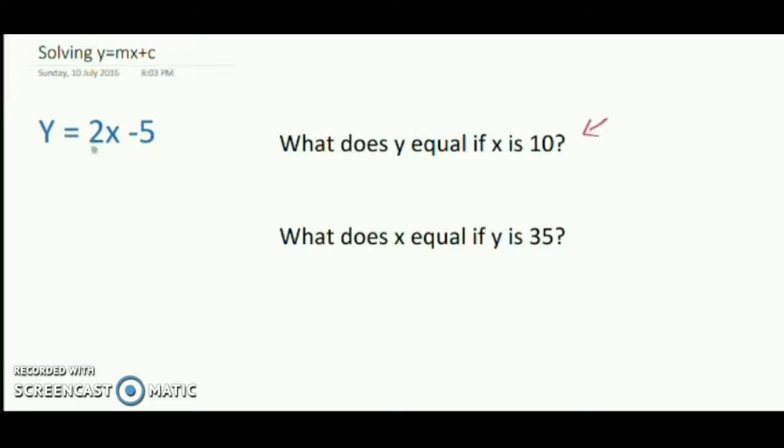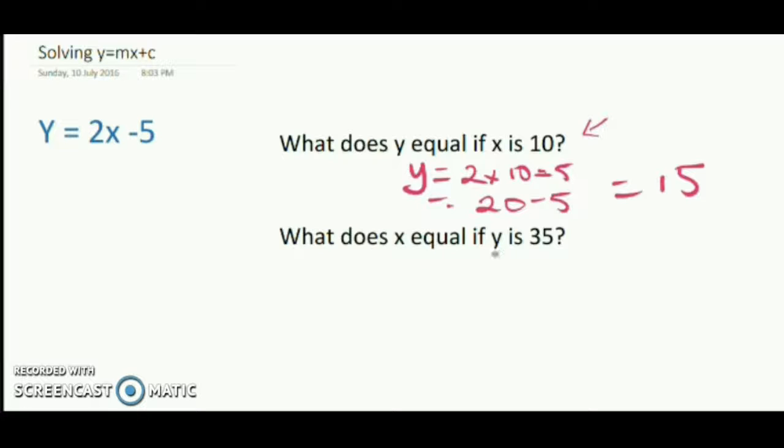We just have to remember that 2x means 2 times x. So y, if x is 10, y is equal to 2 times 10 minus 5. So we've got 20 minus 5, which gives us 15. That one's straightforward.